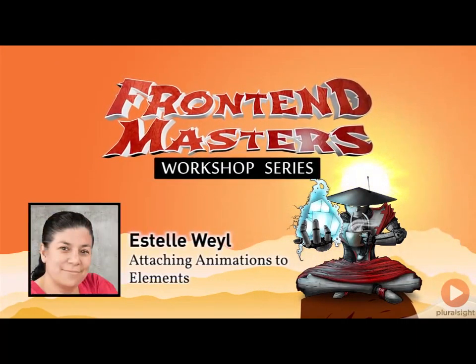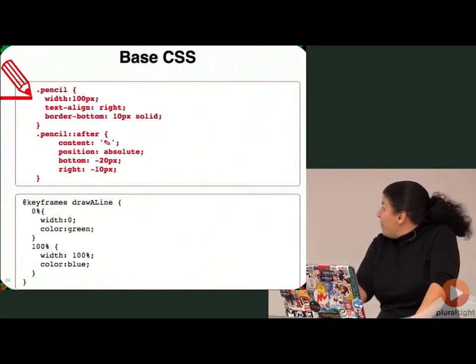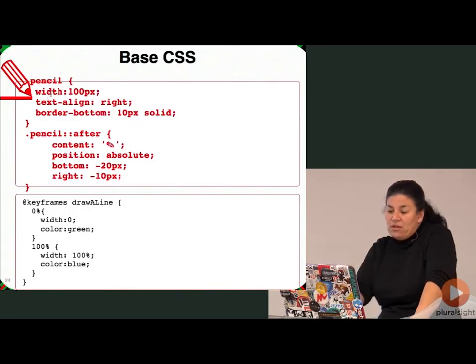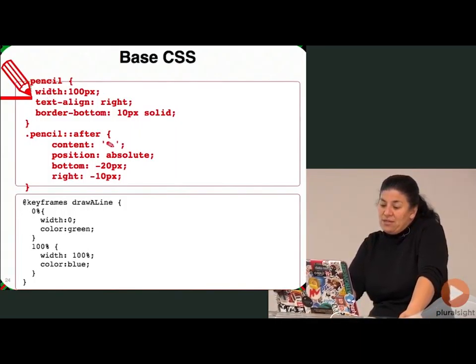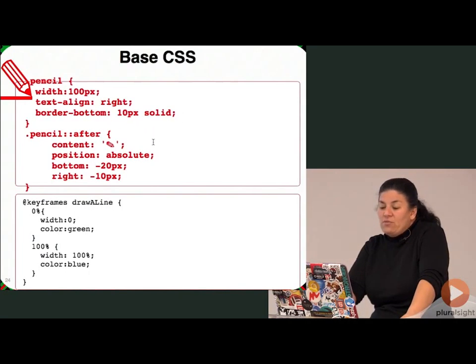So the thing is, we've been animating this pencil, except we really haven't been animating this pencil. We've just created an animation that we have not attached to any element. The next step is to attach it to an element. So we have the base CSS. We say we have a pencil. The width is 100 pixels. It's text aligned to the right. That's why the pencil is on the right. And the border bottom is 10 pixels solid. And it's all red. Everything's red.